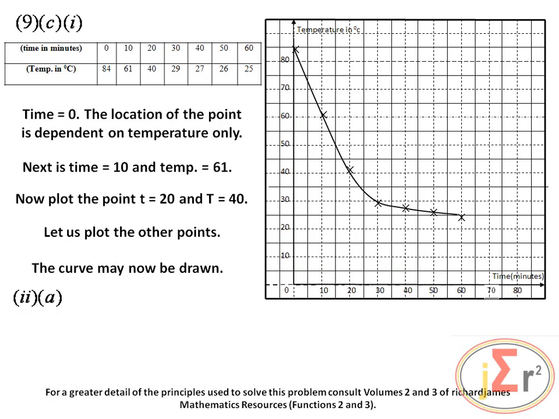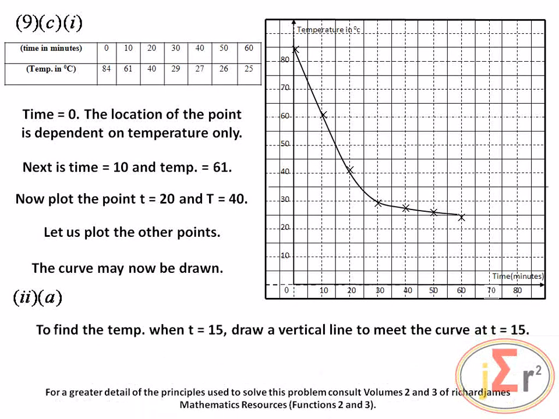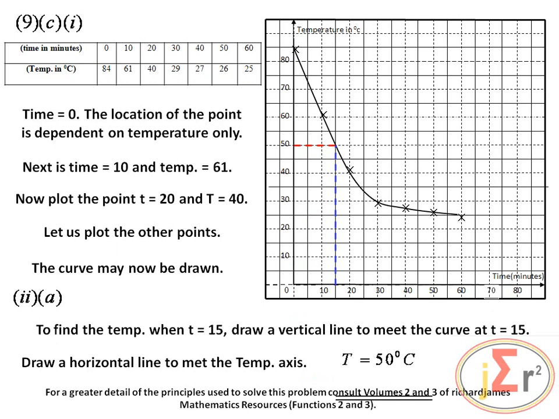We will now determine the temperature of the liquid after 15 minutes. In order to do that, we will find or locate 15 minutes, and that is of course on the time axis, and we draw a vertical line to the curve. Then we will draw a horizontal line to meet the temperature axis, and that is the temperature corresponding to a time of 15 minutes, and that is 50 degrees Celsius.